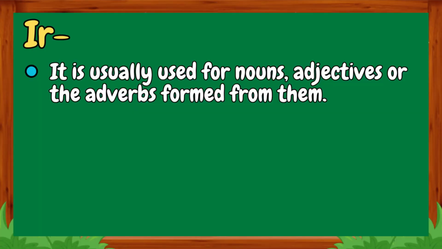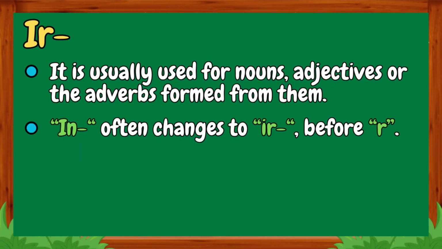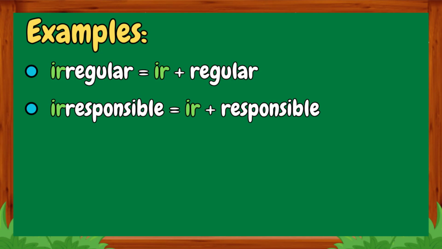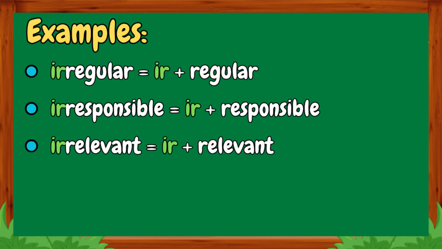Our next prefix "ir" is also used for nouns, adjectives, or the adverbs formed from them, just like all the other ones before this one. But again, something important to remember. "In" often changes to "ir" before a word that starts with an R. So "in", "im" are pretty similar, just depending on what letter the word starts with, and also it means not. So let's go look at some examples. Irregular, irresponsible, irrelevant, irresistible. That's it for this prefix. Let's move on to the next one.